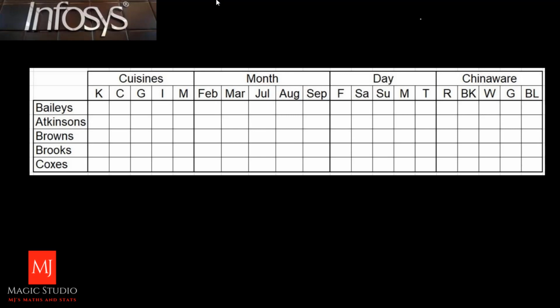So the best way out to solve these kinds of questions is again preparation of the grid and putting up crosses where it is not applicable and putting up ticks where it is applicable. So according to the information, if we go quickly, the first set of information says Atkinsons are the second family to host. That means they must have hosted in March, because I have fitted up February, March, July, August, September. They are the second family to host in the year. They have hosted in March.